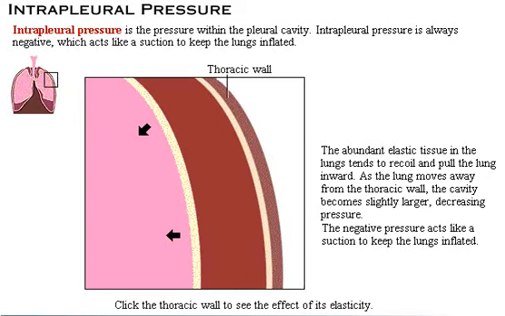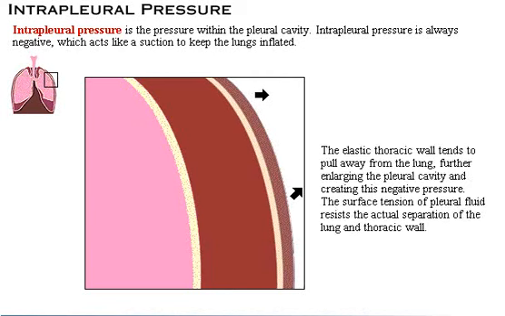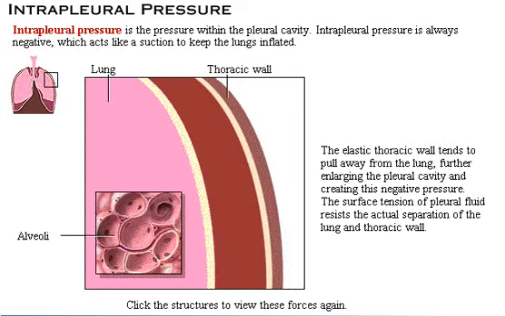Click the thoracic wall to observe the effect of its elasticity. The elastic thoracic wall tends to pull away from the lung, further enlarging the pleural cavity and creating this negative pressure. The surface tension of pleural fluid resists the actual separation of the lung and thoracic wall. Click the structures to view these forces again.